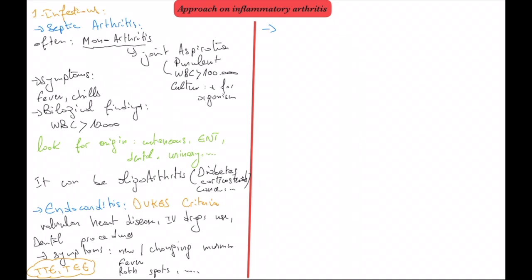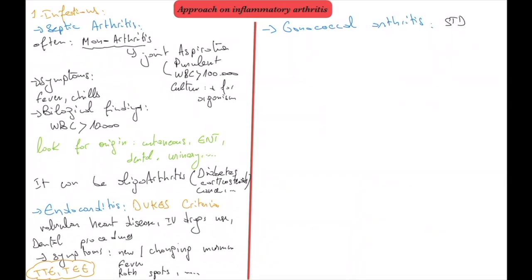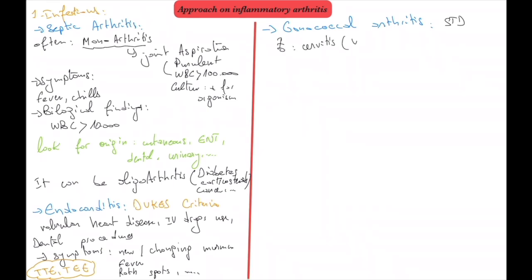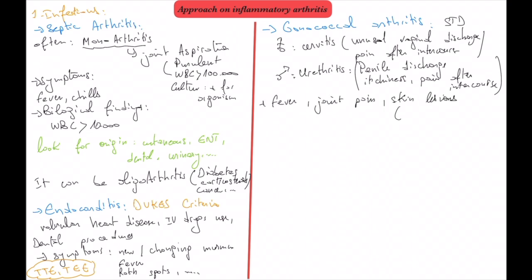There's also gonococcal arthritis. It's a sexually transmitted disease often seen in young, sexually active individuals. In females, consider whether there is cervicitis, abnormal vaginal discharge, or dyspareunia. In males, consider arthritis with penile discharge or dysuria. There's also fever, tenderness of the joints, tenosynovitis, and skin lesions such as pustules or vesicles.